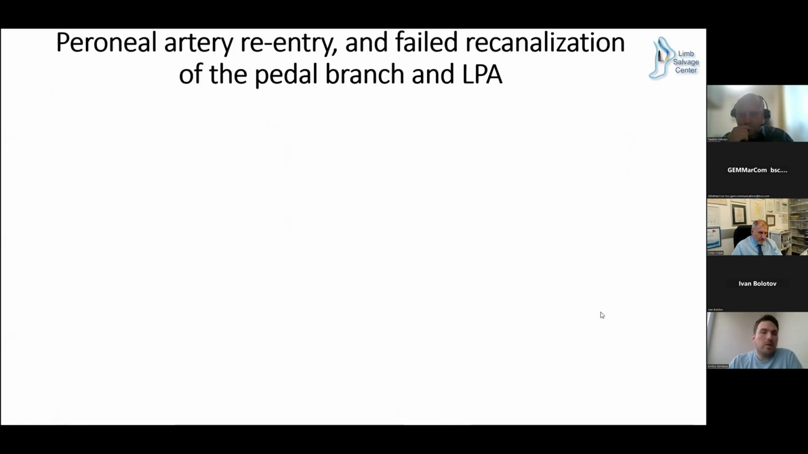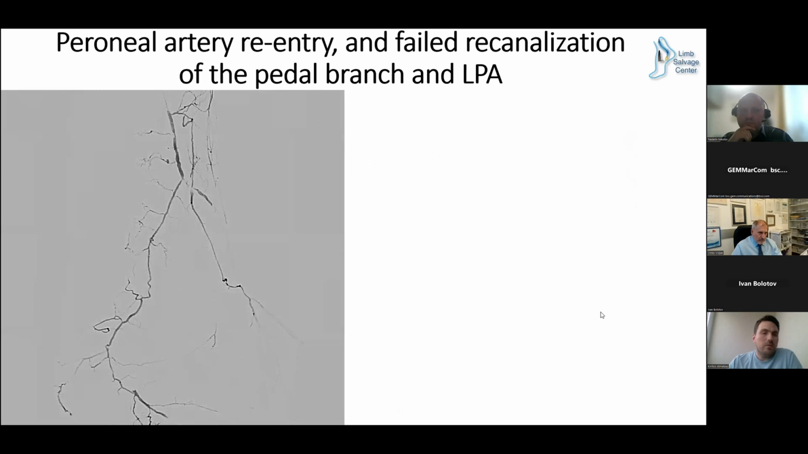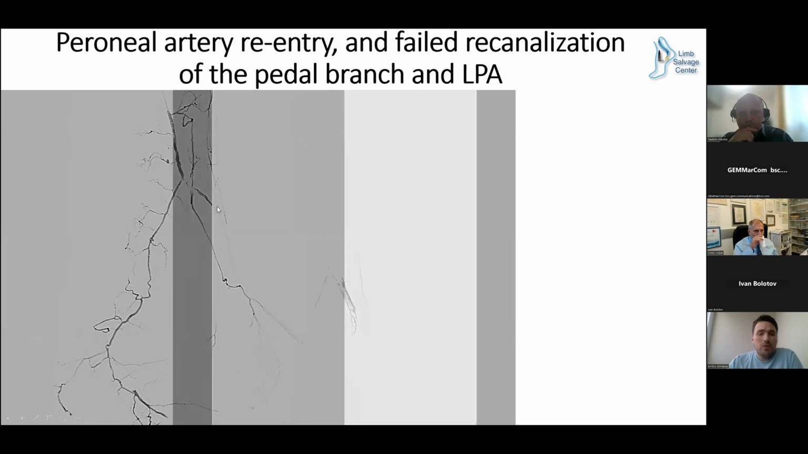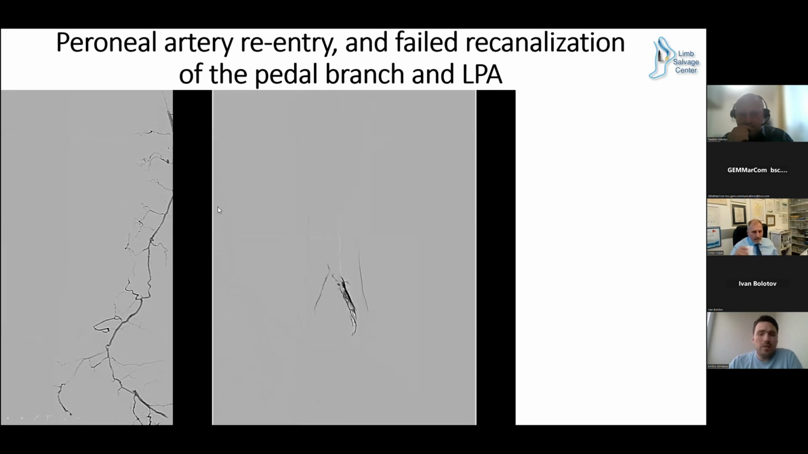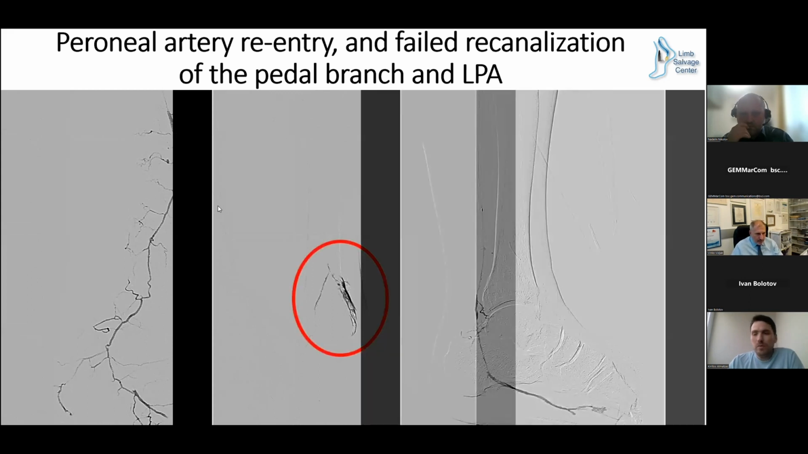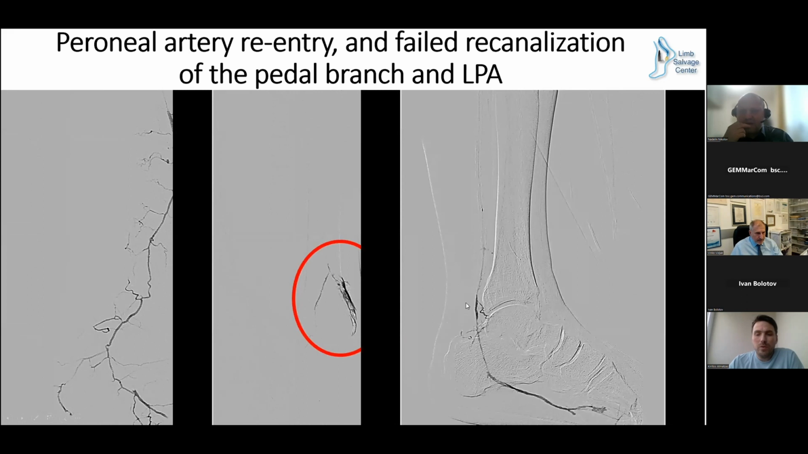So I recanalized the peroneal artery. Re-entry was in the distal part. You see a short occlusion in the distal part of the pedal branch of the peroneal artery. It seems very easy to recanalize, but unfortunately I failed. I tried many times and failed again and again. So I recanalized the posterior tibial artery and lateral plantar artery and tried to re-enter, but the unlucky scenario continued.